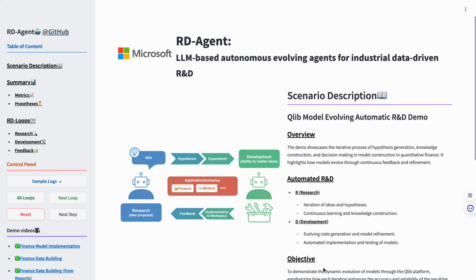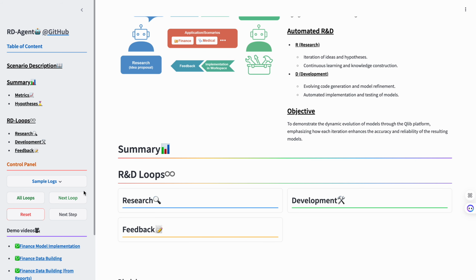In this scenario, our focus is on the automatic research and development of evolving models in quantitative finance. This model illustrates the process of hypothesis generation, knowledge construction, and decision making as we build and refine models using the QLib platform with RD Agent. Let us look into one example here.